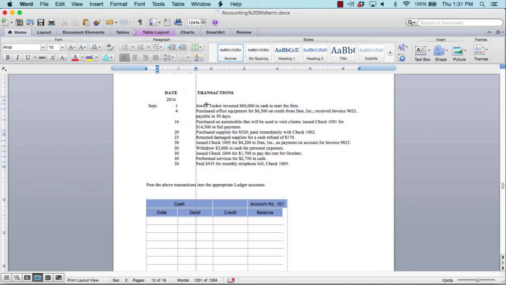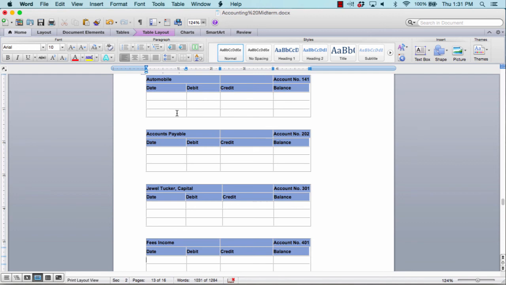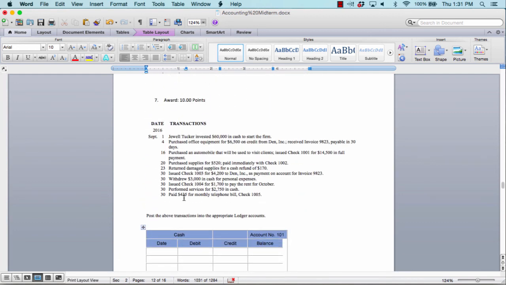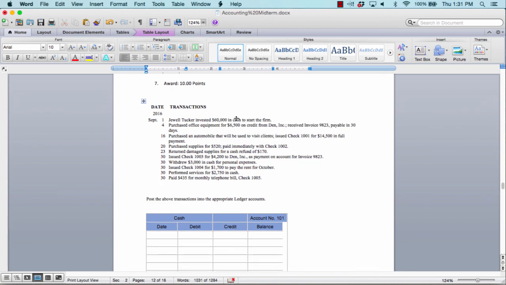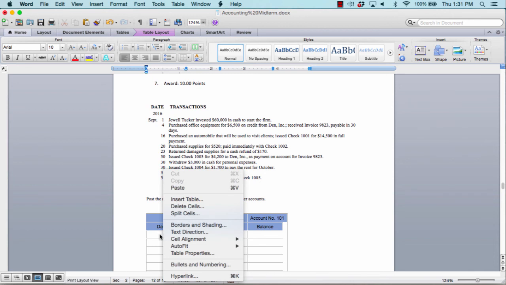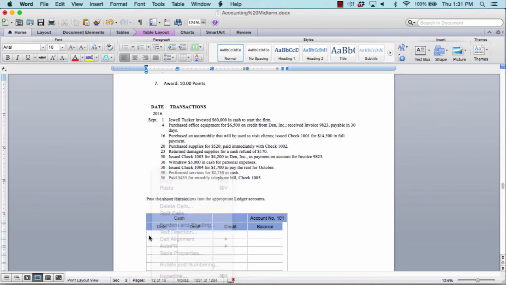So you're going to take this transaction on September 1st. On September 1st, Jewel Tucker invested $60,000 in cash to start the firm. When you invest in cash, you affect the cash account and the owner's equity, the owner's capital account, right? So what you're going to do is take this transaction and put it into the cash account because you just determined it affects cash. What is wrong with my keyboard today? So you're going to record this as September 1st, 2016.